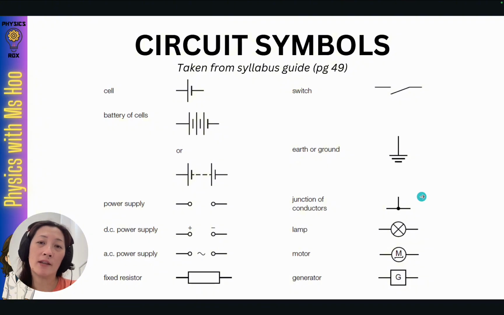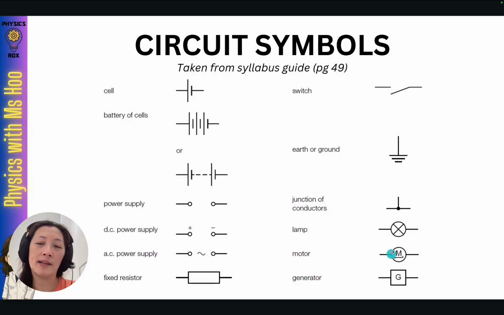If you have several wires or conductors connected to the same point, this is how you can show the connection. So when you have multiple wires connected to the same point, this is known as a junction of conductors. The lamp or a light bulb symbol looks like this. Again, there's actually more than one symbol for the lamp or light bulb. This is the preferred one for IGCSE.